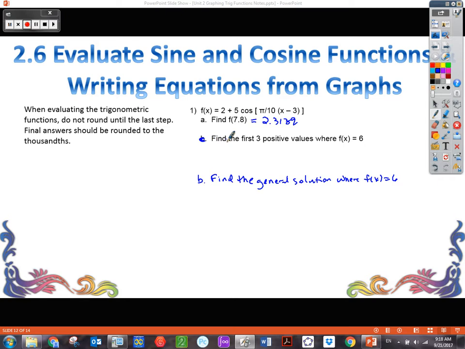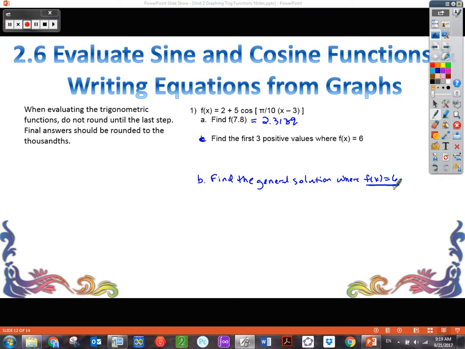We find the general solution, then we find the three positive values. So this vocabulary word, general solution, I'm hoping that really rings a bell. We understand what that means, right? We've been traditionally putting like plus 2 pi n, or plus 360 n, or plus pi n, depending on where we are, right? So that's a general solution. So we're actually going to find a solution for when y is 6. Let's see, what in the world does that mean?